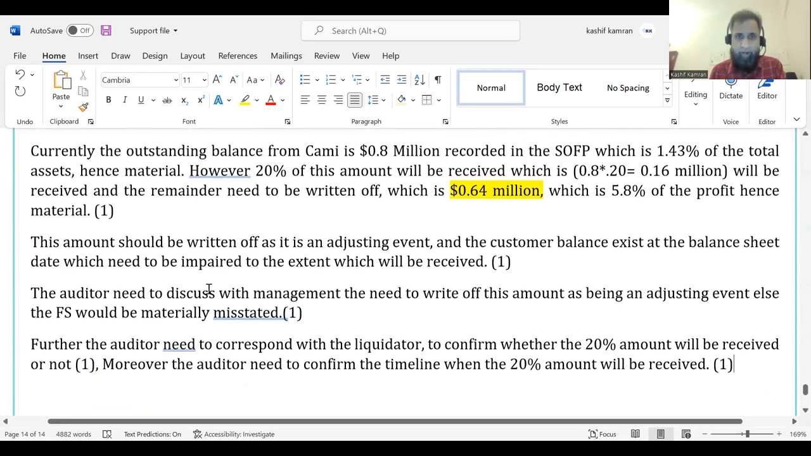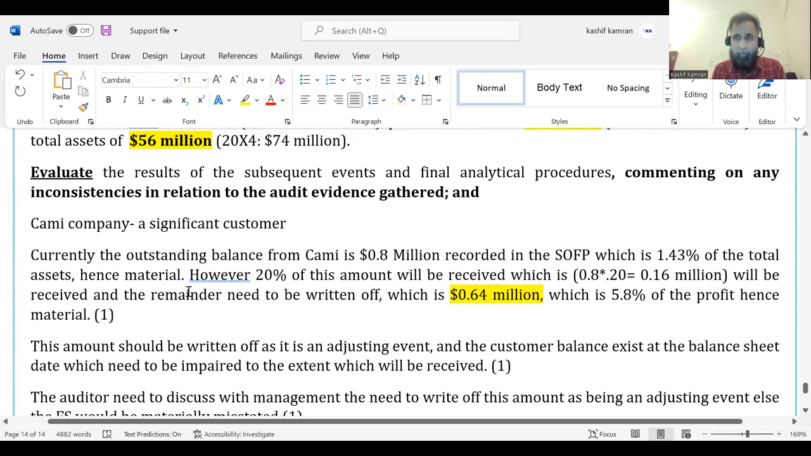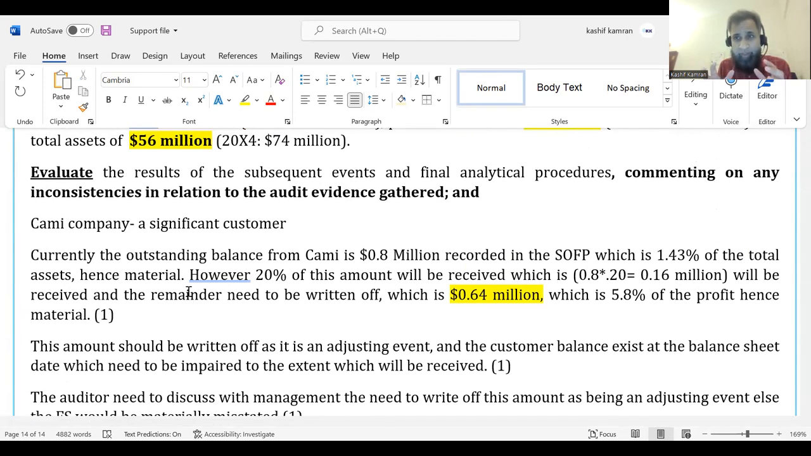Are you clear with what you need to do in the question? You need to look into the issue. It was a subsequent event. So you need to judge whether the subsequent event is an adjusting one or a non-adjusting one. Should the balance be written off? You need to calculate the materiality. You need to discuss with management the need to write off. You need to talk about further procedures.